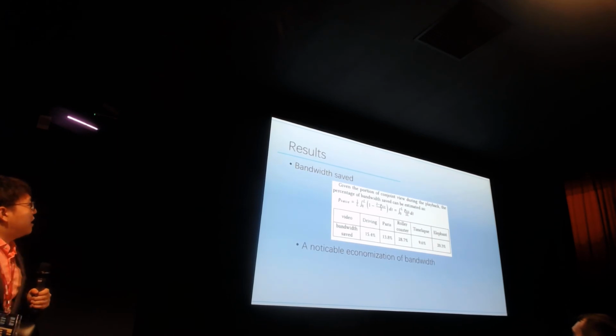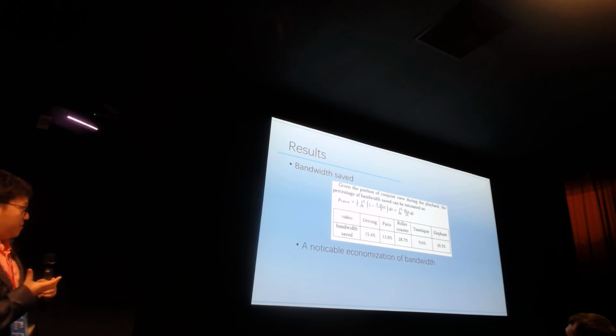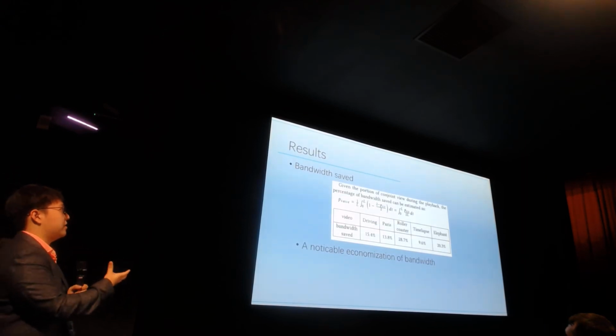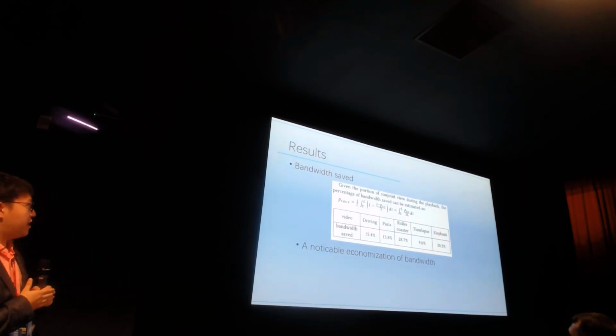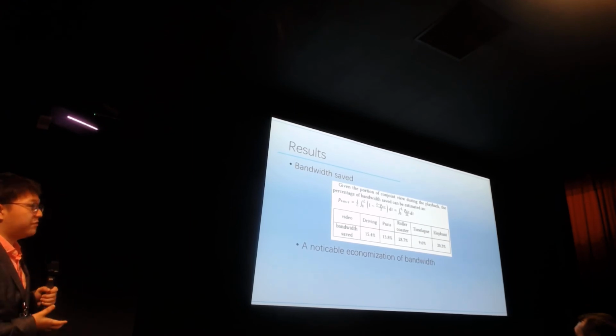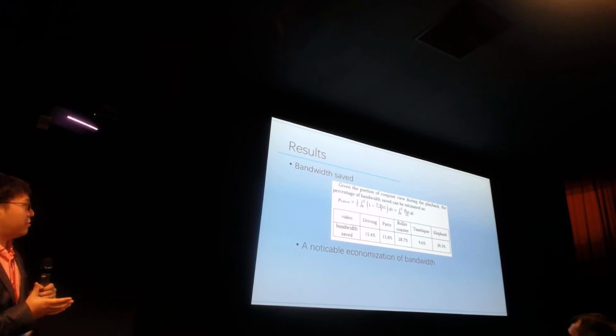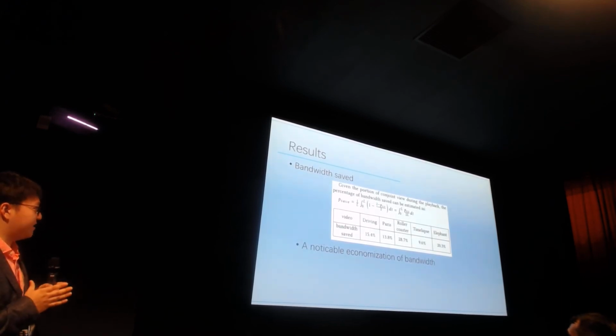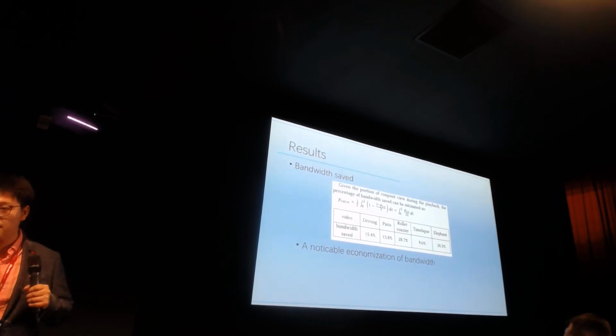And finally, how much bandwidth we've saved. In this table, we defined the percentage of bandwidth saved as this formula, and we applied it on 5 different video clips. And we can see that bandwidth is saved from 9.6% up to 28.7%, which we think is a noticeable economization of bandwidth.